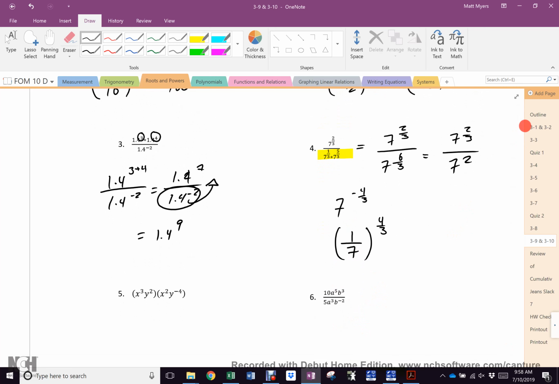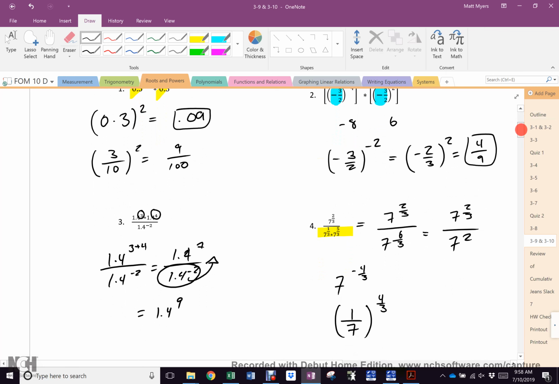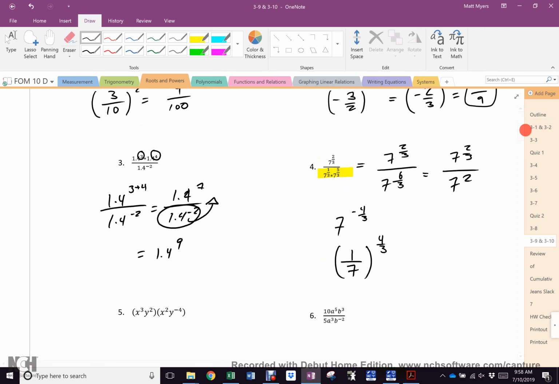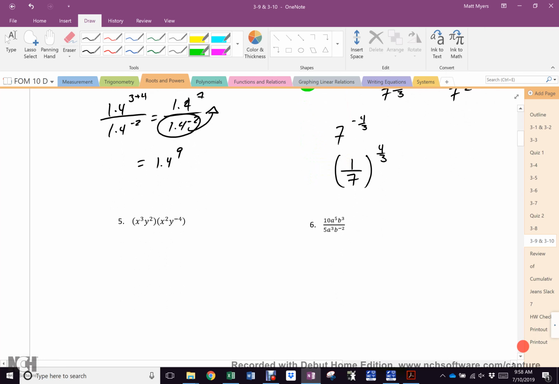I'm going to stop there for a minute so everybody's cool, because none of those had letters, right? All of those were numbers. If you were going to be in trouble, I would expect 4 would have caused you trouble. But not because you don't know your exponent laws, more because you're scared to add and subtract fractions. Right? Okay. Now we move into letters.